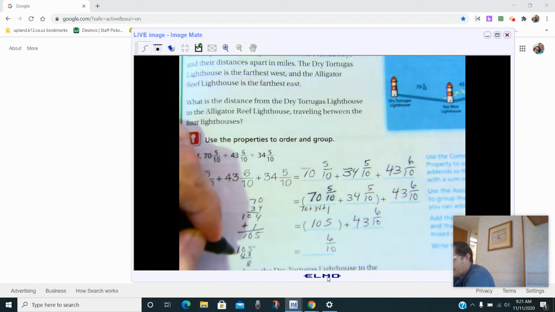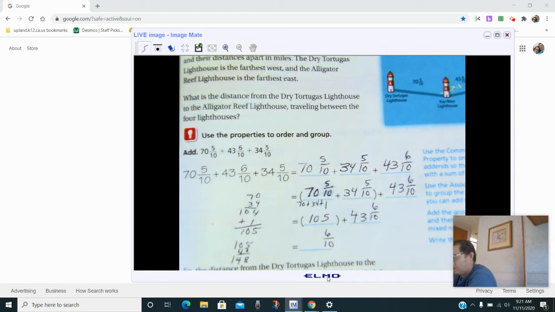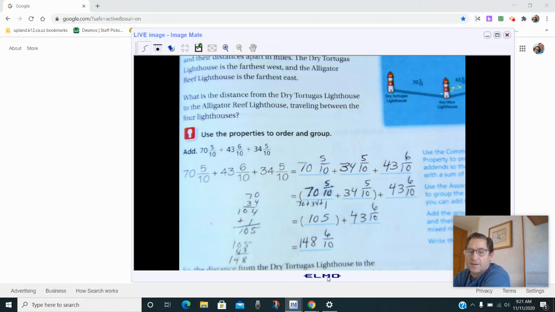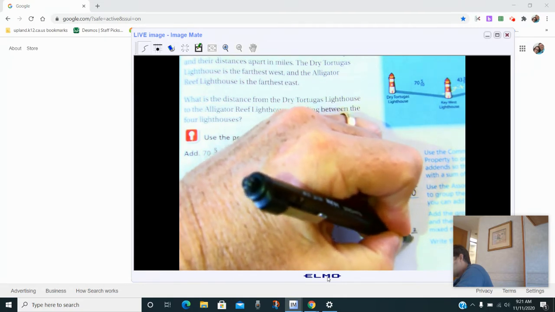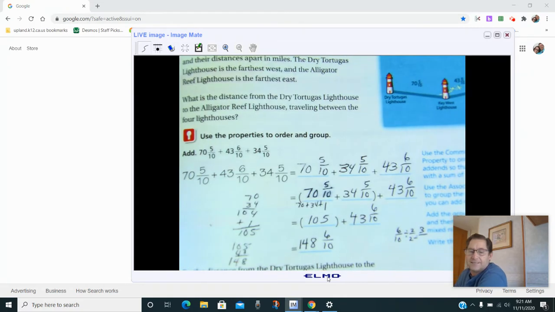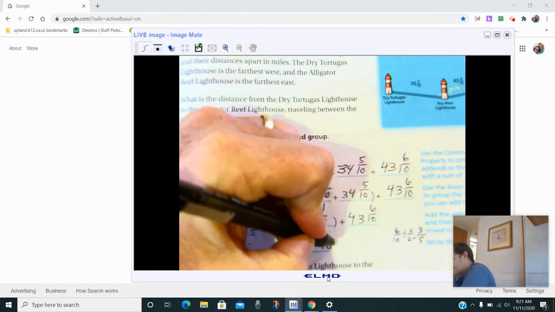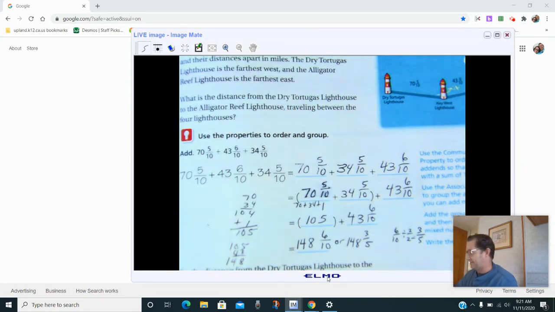5 and 3 is 8. 4 and nothing is 4. And 1 and nothing is 1. So 148 and 6/10 miles. I see that 6/10 is even. So I can simplify 6/10 by dividing by 2. 6 divided by 2 is 3. 10 divided by 2. 2 times what is 10? 5. So we could say 148 and 3/5.